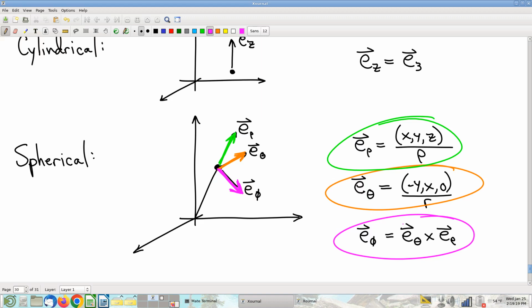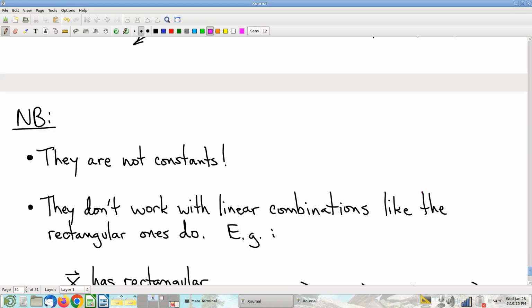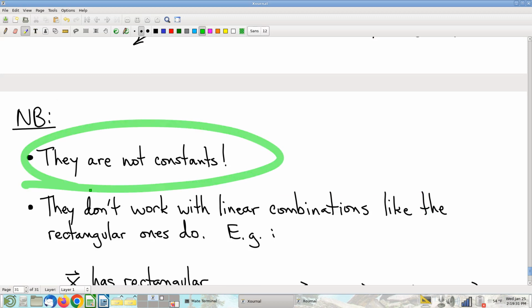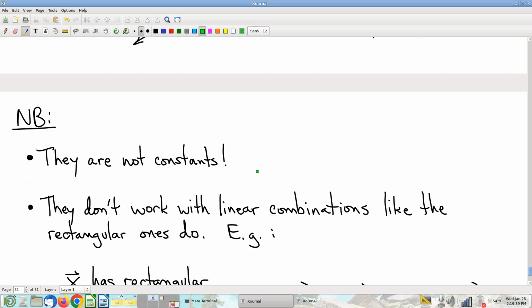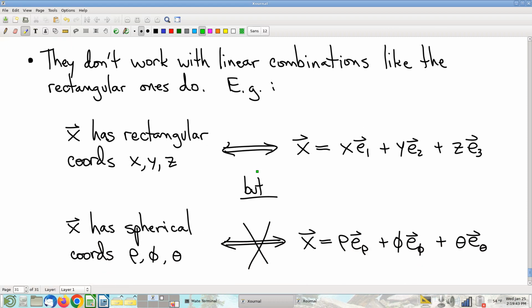Anybody else? Okay, so a couple of warnings. And again, we already talked about this first one. The rectangular standard basis vectors have the nice feature of being constant, and that's a luxury that we don't get with these other coordinate systems. They're just not constants. You can see the formulas. They don't work algebraically nicely with linear combinations.